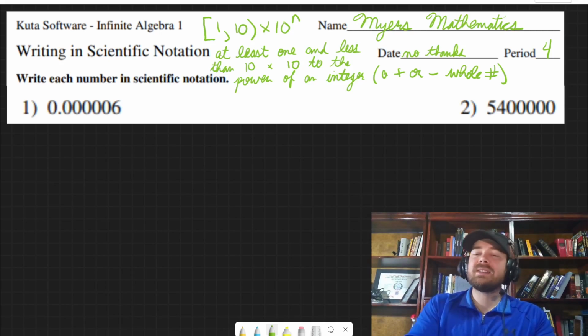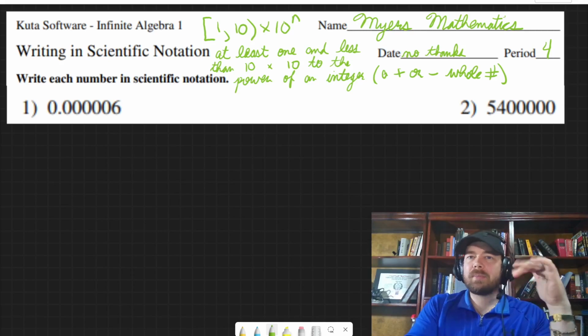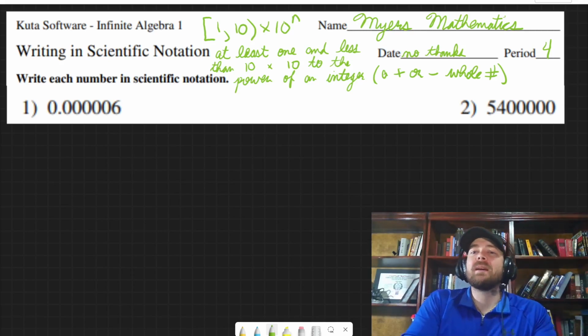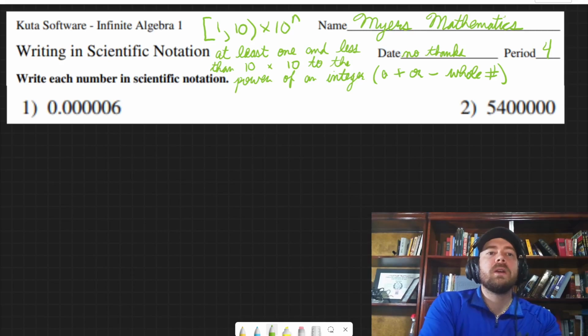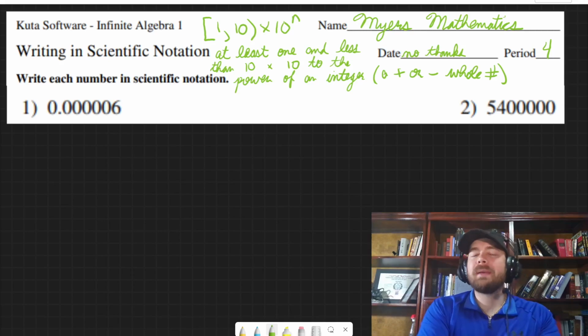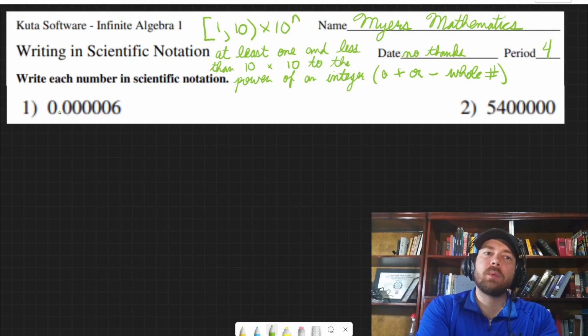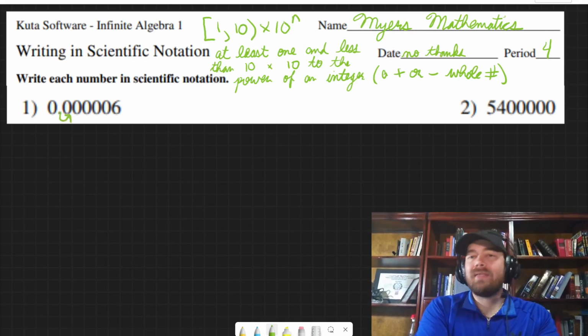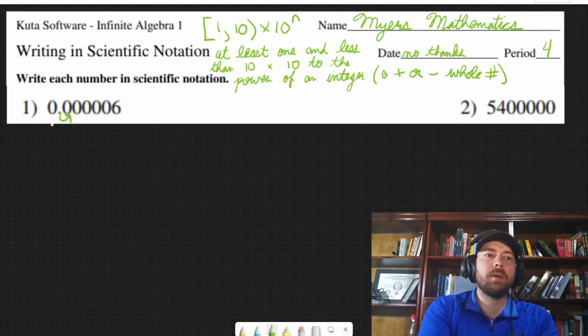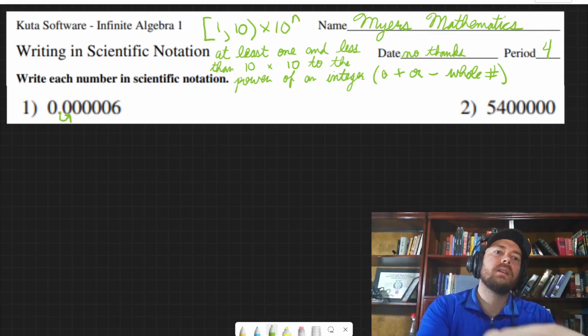And then times 10 to the power of n, where I put n to represent any kind of number, but specifically a positive or negative whole number. So with that in mind, whenever we're timesing by 10 to a power, you're basically moving the decimal place over. So if we just count how many places we would move the decimal place, that's going to be what the power of 10 is going to end up being. Right? So let's go ahead and look at what that looks like.